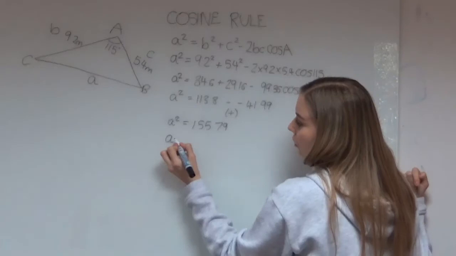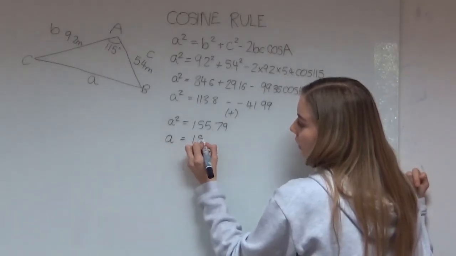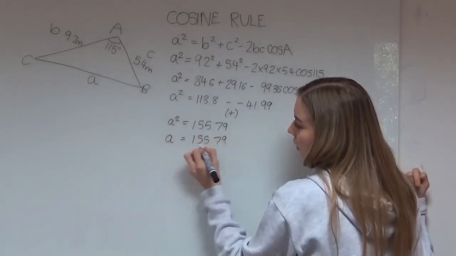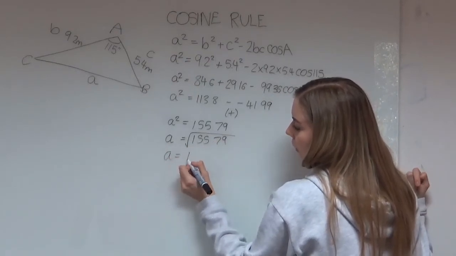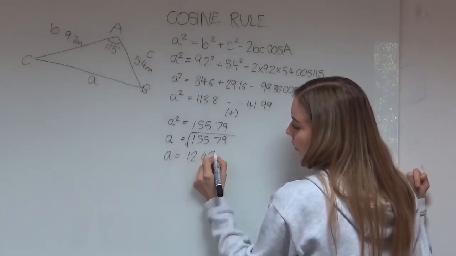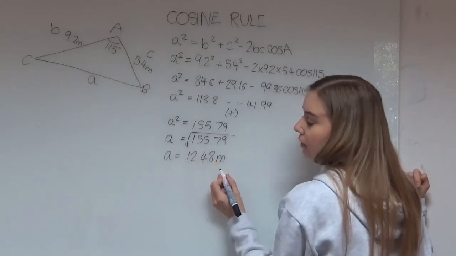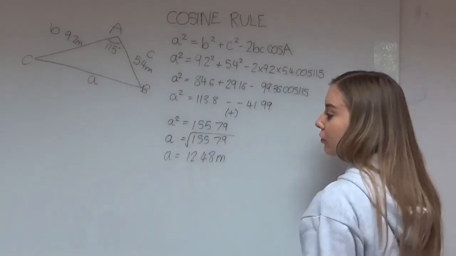So to get A on its own, you just have to square root this answer you've got here. Square root. And that gives us a value of 12.48. Don't forget your units, it's in metres. And that's your final answer.